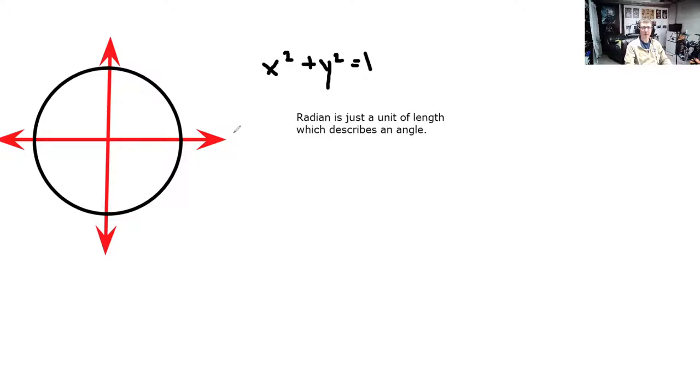Specifically, which angle? It's the angle that starts at the point (1, 0) and ends at some other point called the terminal point, and the radian amount is just the length of this arc. The angle that I've drawn here is some angle just a little bit bigger than pi over 2 radians.